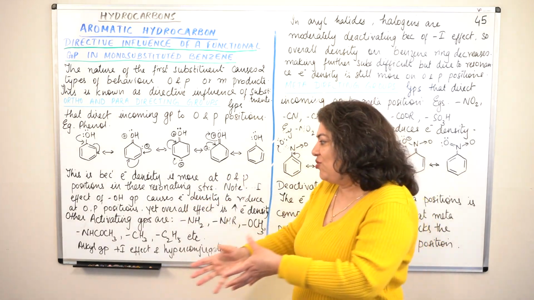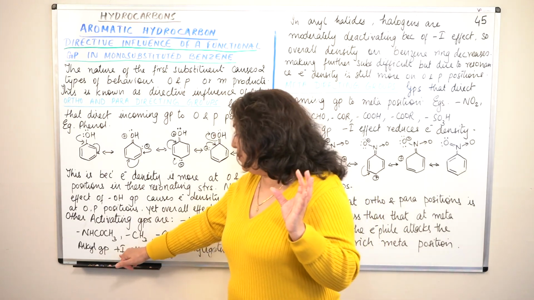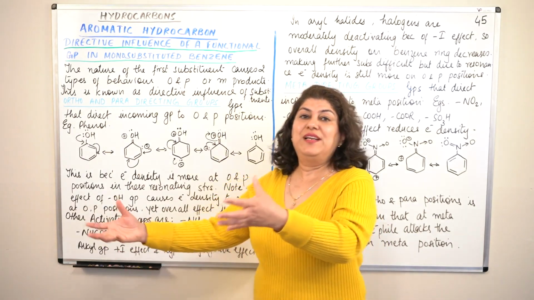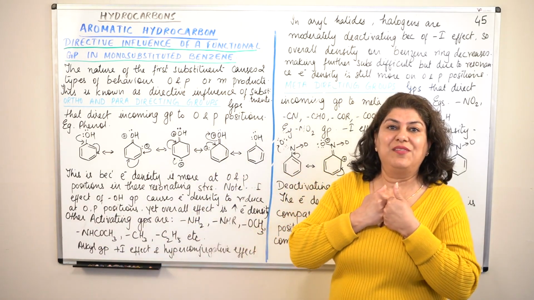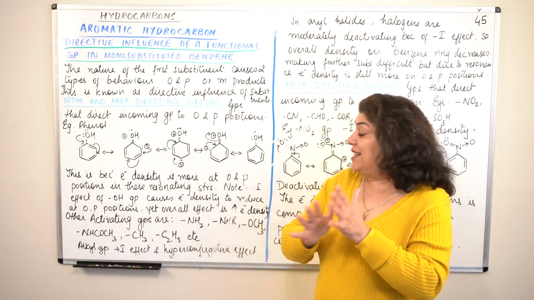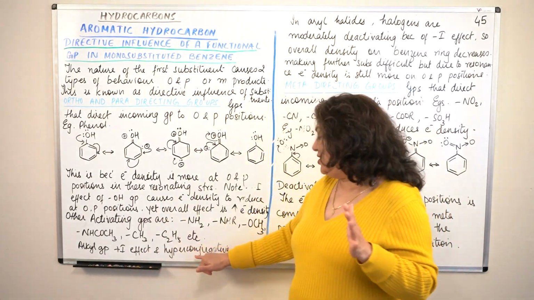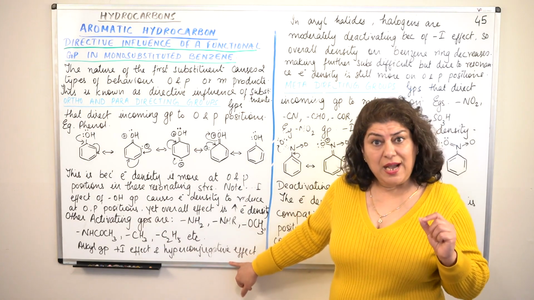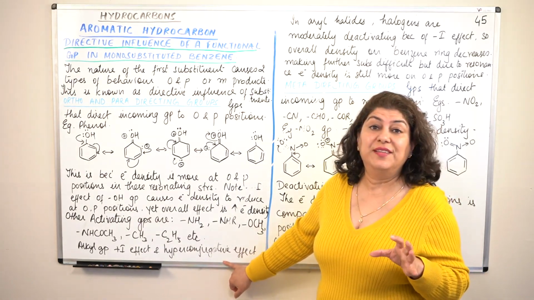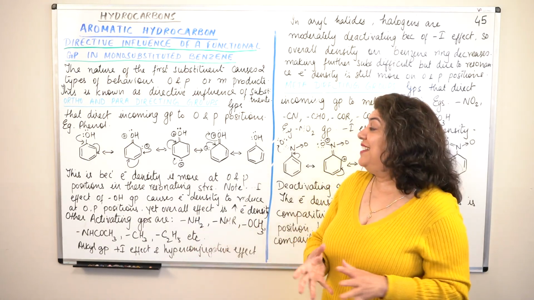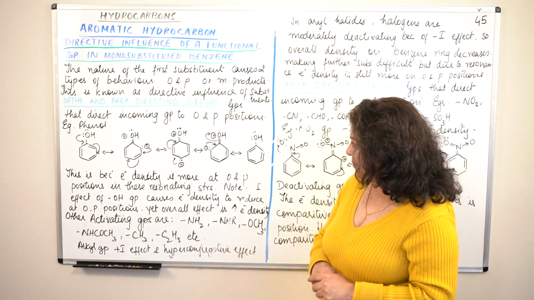It pushes electrons away. The methyl group is not more electronegative. Therefore, it does not pull electrons towards itself. Rather, it pushes electrons away from itself. It has a plus I effect and it shows the hyperconjugative effect also. Hyperconjugation also occurs in the case of methyl and ethyl groups. Let us study how hyperconjugation occurs.